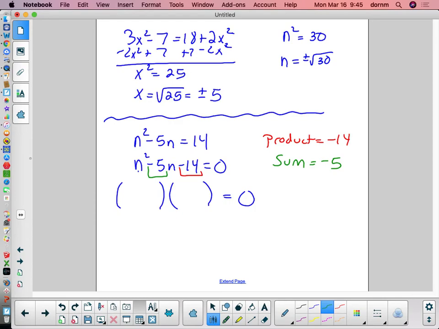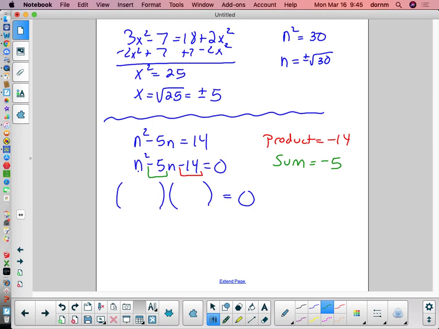Now, there are a couple of hints. If the product is negative, that means one number is positive and one number is negative. It has to be to get a negative product. If it's positive, they're either both positive or both negative. Since the product is negative, it means they have different signs. Since the sum is negative, it means that the bigger number has to be the negative one. So what are two numbers? We have a pretty limited number of choices to get to 14. And again, we're only looking here at integers. It's not like we are looking at the infinite number of solutions. We only want the integer solutions.